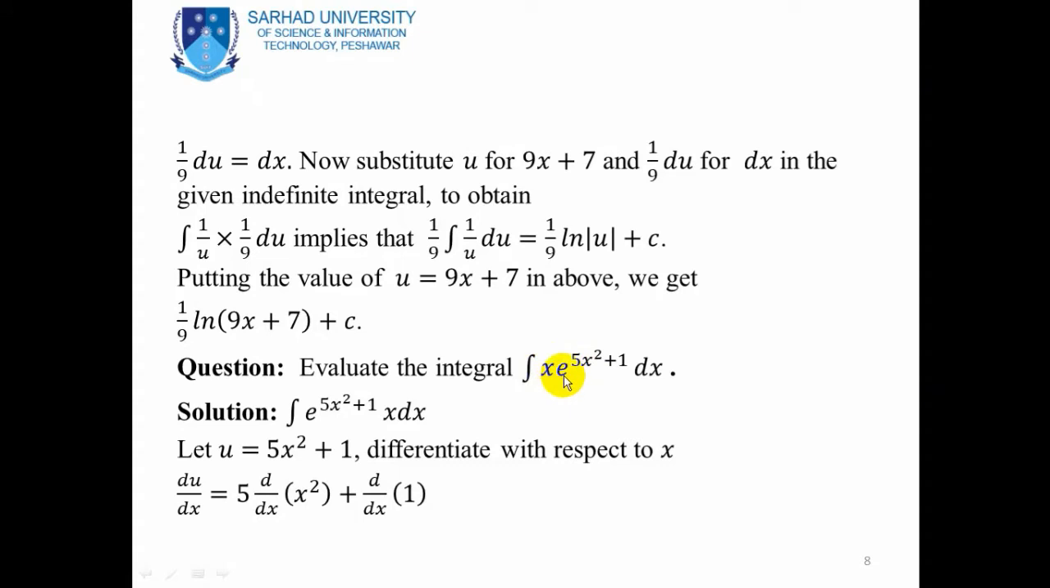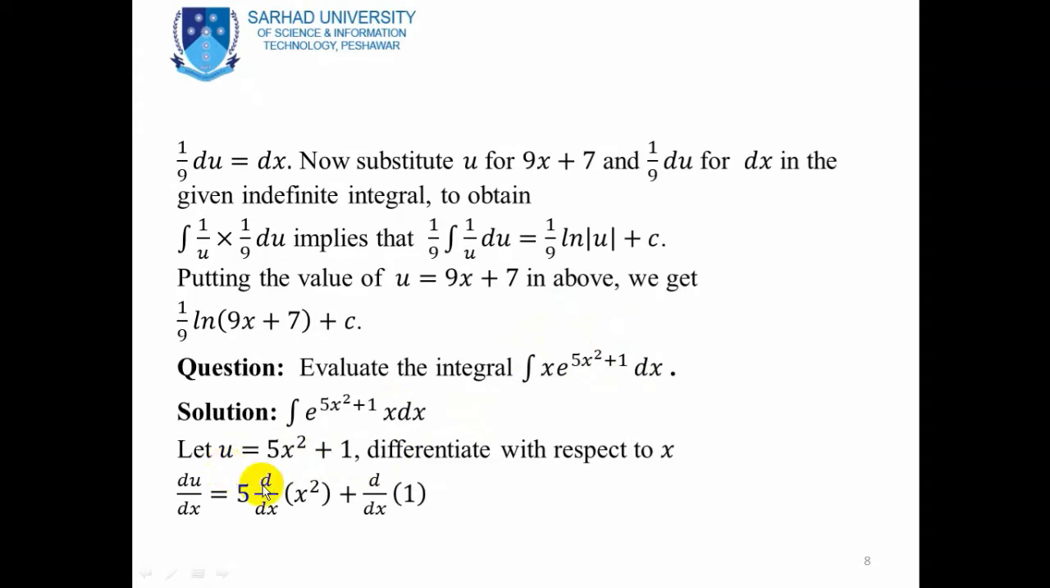So now which part will we suppose for the new domain u? If we suppose x is equal to u, we cannot obtain the other parts in terms of u. But if we suppose 5x square plus 1 is the u function, we will obtain the other part. The other parts are, like you see, x and dx. After taking the derivative, we will obtain x into dx in terms of u. So we can suppose 5x square plus 1 is equal to u.